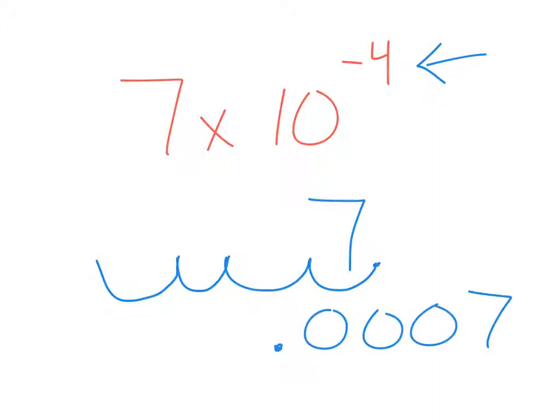So that would be 0.0007. And then I always put, and you want to start doing the same, any number that starts with a decimal, you want to also have a 0 in front of it.